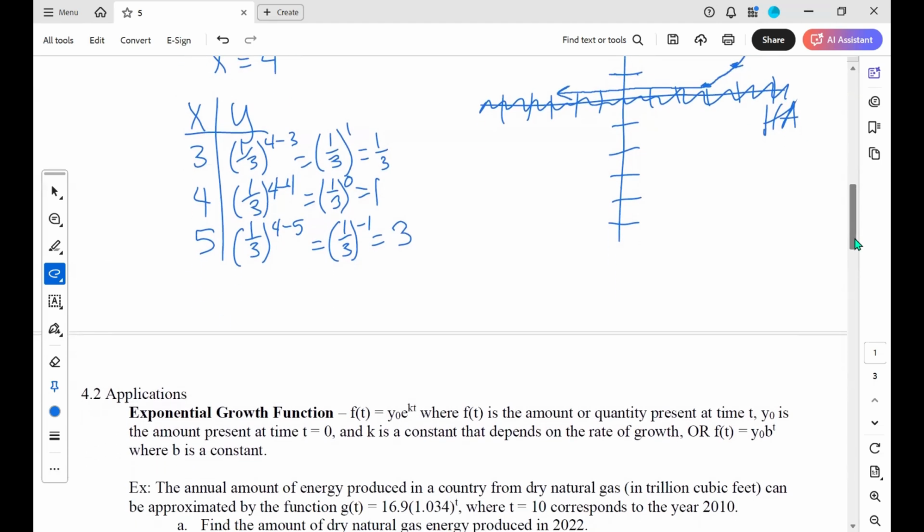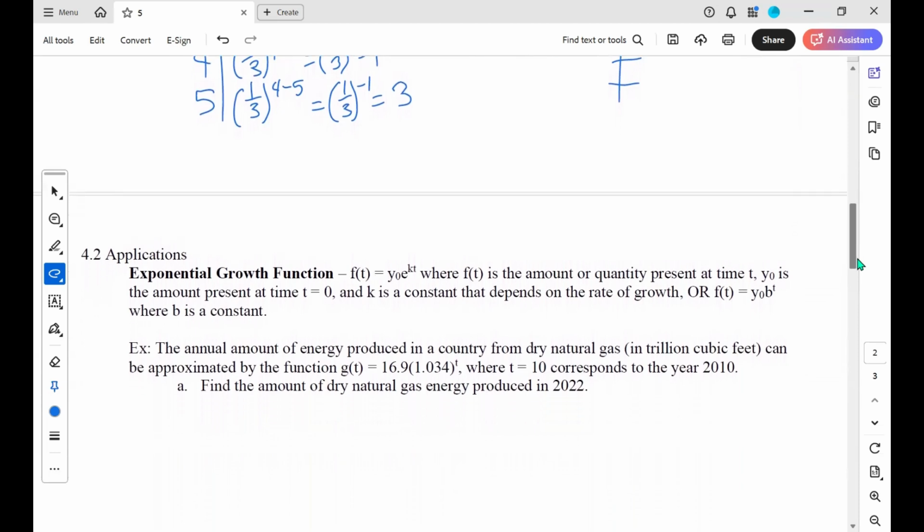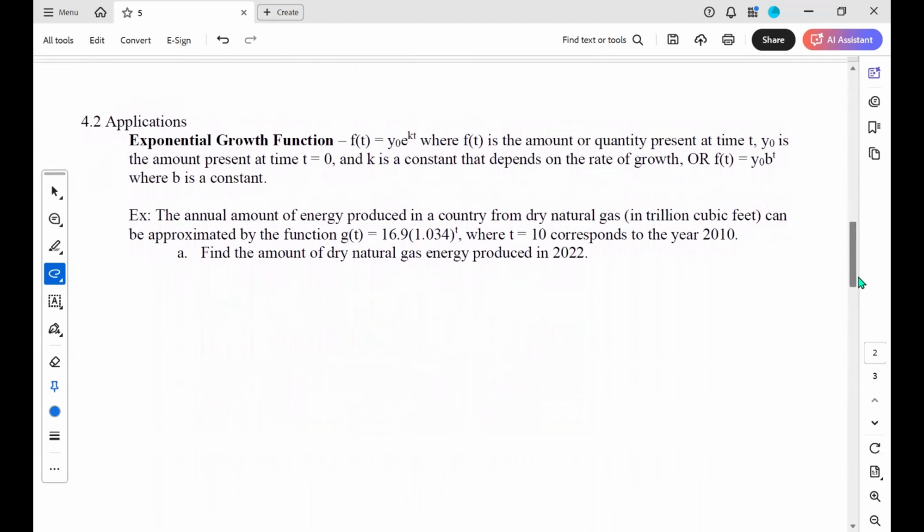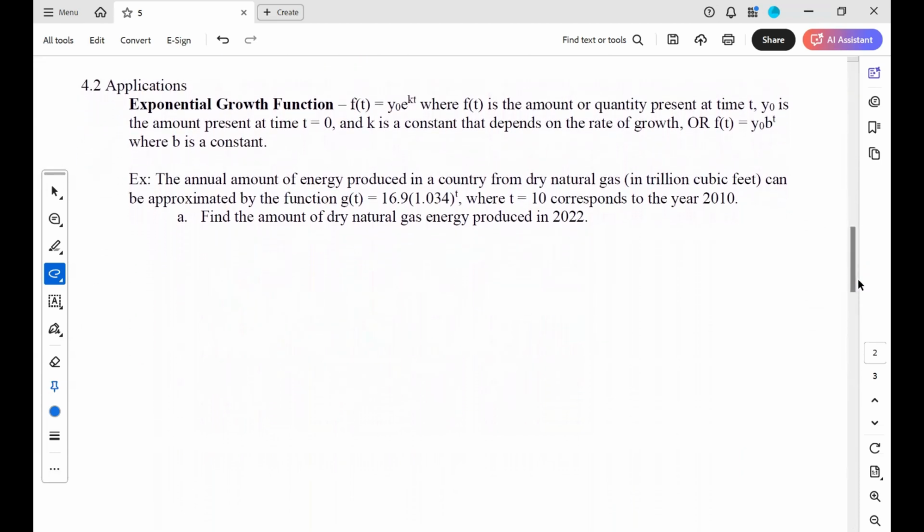All right. And that's pretty much it for 4.1. 4.2 goes a little bit deeper. We've got the exponential growth function, y sub 0 e to the kt. The one that you'll be using the most will be this y sub 0 b to the t. And you're going to need to know that for the test. They're not going to give that to you. All right, where b is a constant. And you will see that as we go through our examples.